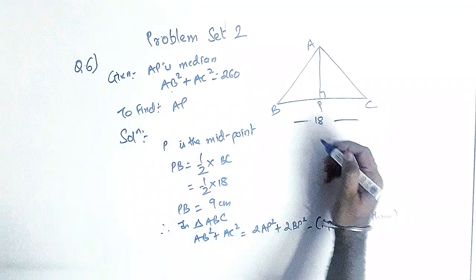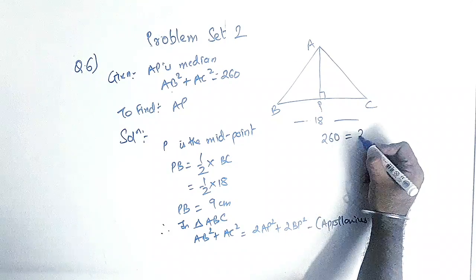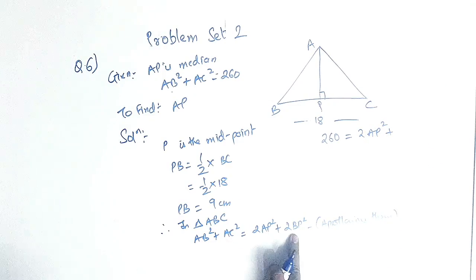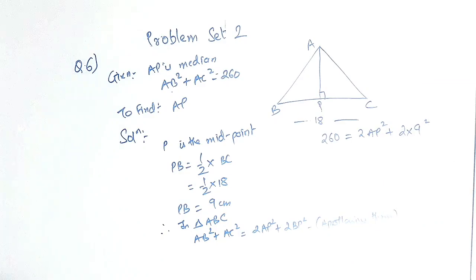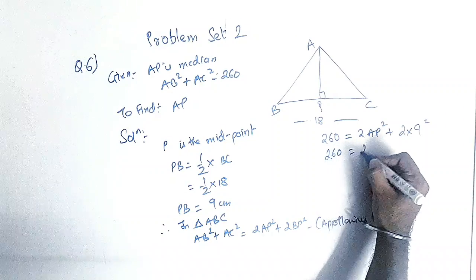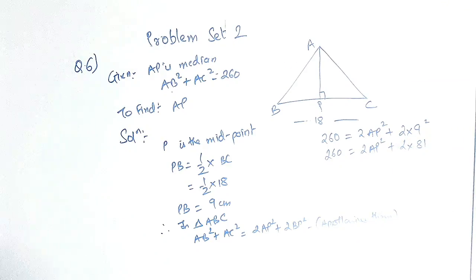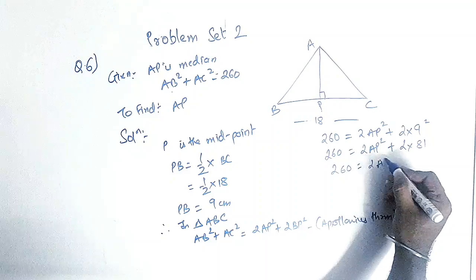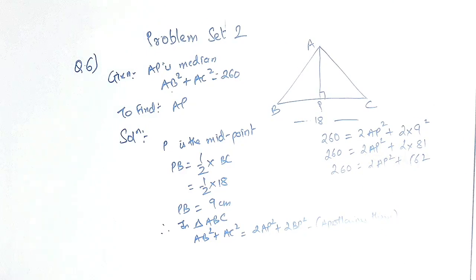AB square plus AC square is given 260. So 260 equals 2 times AP square, which we have to find, plus 2 times BP square. So that is 2 into 9 square. Okay, so this becomes 260 is equal to 2AP square plus 2 into 81. Correct? 9 square is 81. Now this becomes 162.